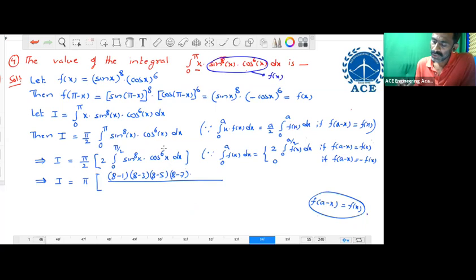Next, into, start with 6 minus 1 and decrease by 2: 6 minus 3 into 6 minus 5. The next number is 6 minus 7, but 6 is less than 7, that is why we should not write this one. Stop here in the numerator.